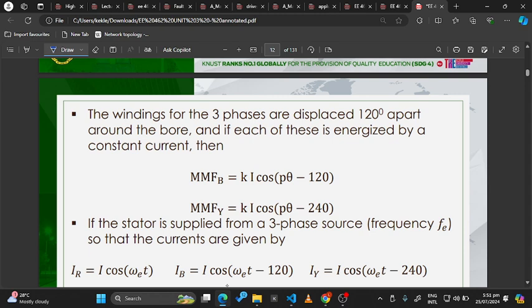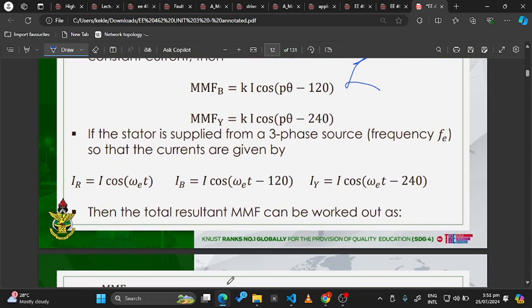This flux will interact because of the angular displacement between them, and then we are going to produce a resultant flux. This flux is going to rotate at the synchronous speed. The flux is given by this, and the magnetic force is given by this, and we can see the current over here, but each current is given by this.